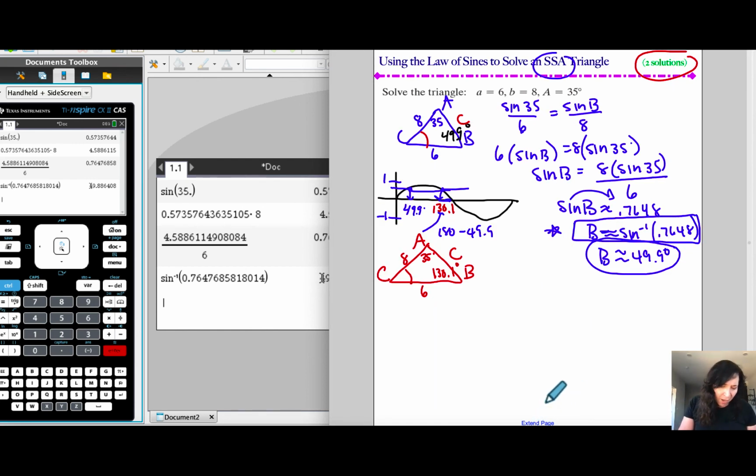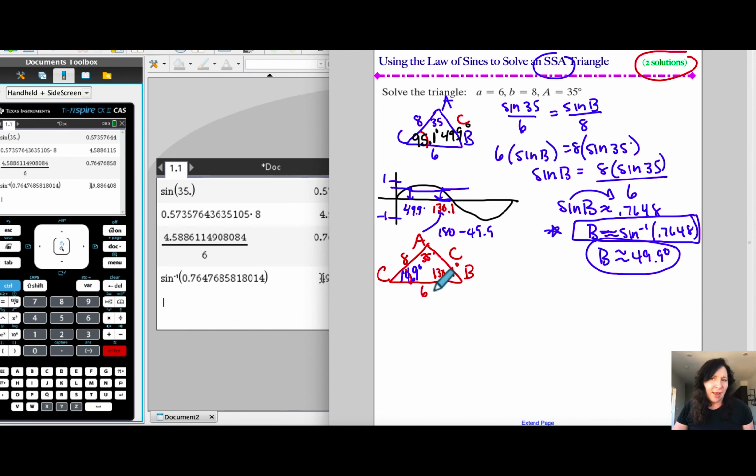Because think about 130.1 plus 35 degrees is 165. If I subtract that from 180, I get 14.9, which basically is telling me that this angle in here is 14.9 degrees. That works. You can have a triangle like that. The other one on the top, you're going to take 180, subtract 49.9, and then subtract 35, and you get 95.1. So this angle in here is 95.1 degrees. Also works. So in this specific problem, I'm going to have two separate triangles.